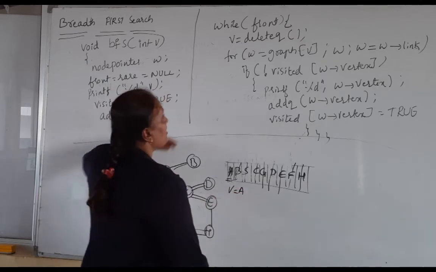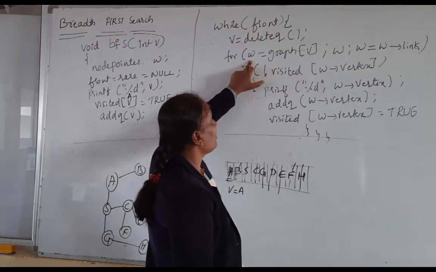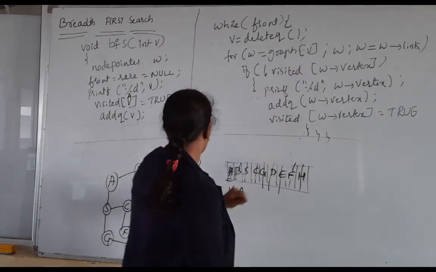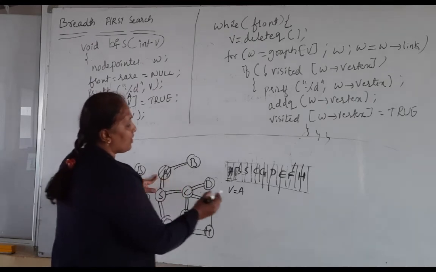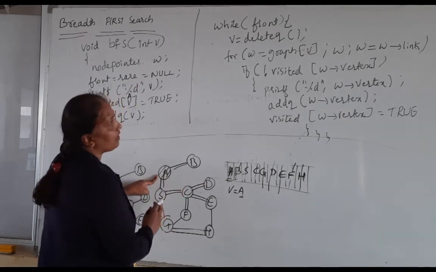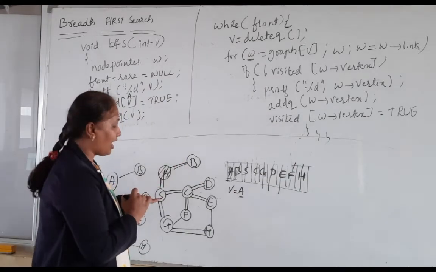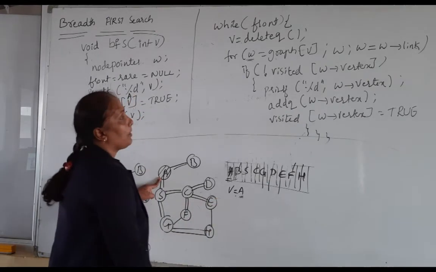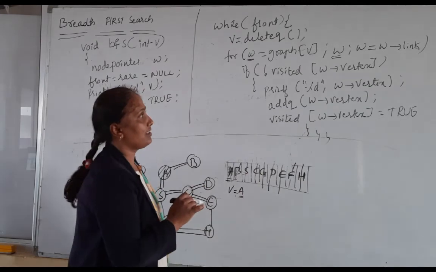Next, for W, an unvisited vertex, W equal to the graph of V. So you are going to check in the graph what are the neighbors of this V. So what is V here? V is A. So what are the neighbors of A? B, yes. So that becomes the W value, that is unvisited. You are going to check only the unvisited vertices which are neighbors of this V, and repeat this until you visit all the vertices.